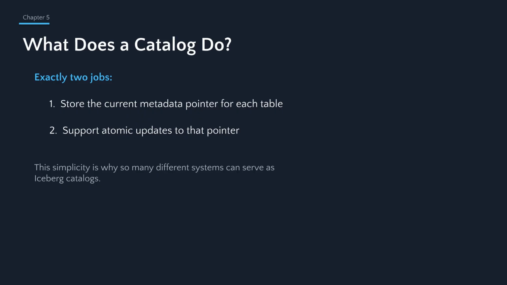Remember from Chapter 2, a catalog has exactly two jobs. Store the current metadata pointer for each table, and support atomic updates to that pointer. That's it. This simplicity is why so many different systems can serve as catalogs. Let's walk through the options, and I'll tell you when to use each one.